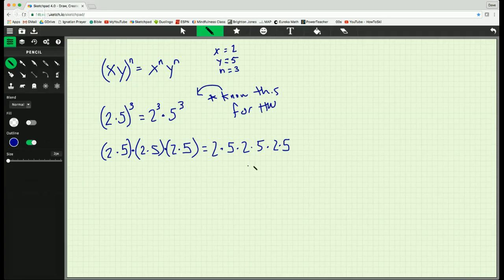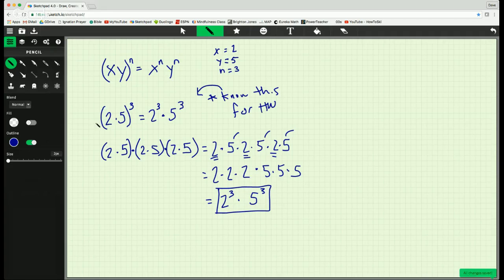And now we can use our commutative property, so we can just rearrange. We're going to put all these guys together, and we say that's 2 times 2 times 2, and then we're going to put all these guys together, times 5 times 5 times 5. And 2 times 2 times 2 is equal to 2 to the third power, and 5 times 5 times 5 is equal to 5 to the third power.